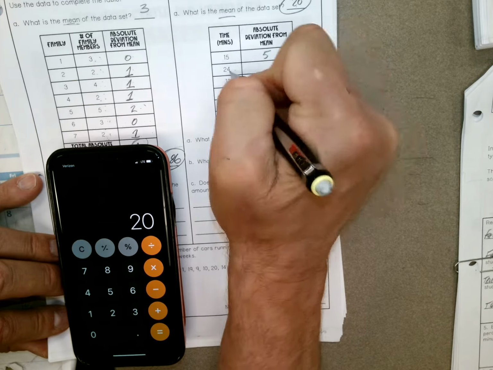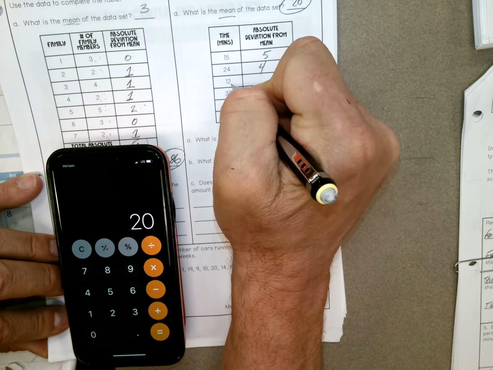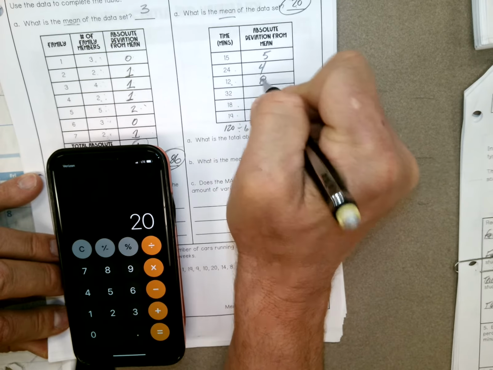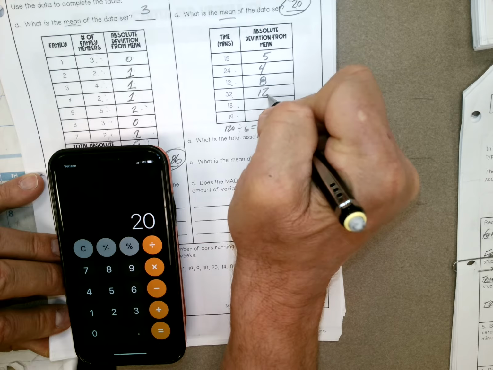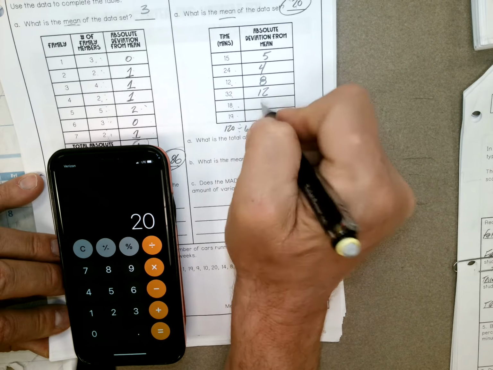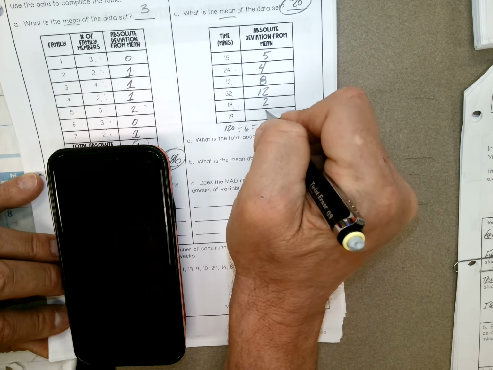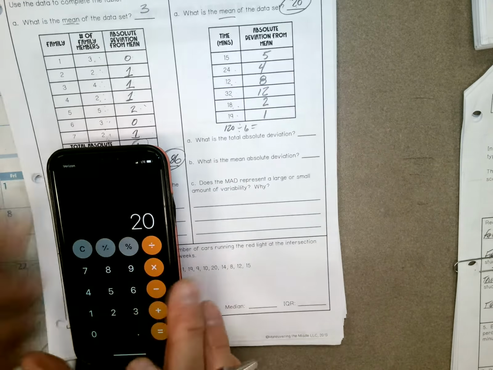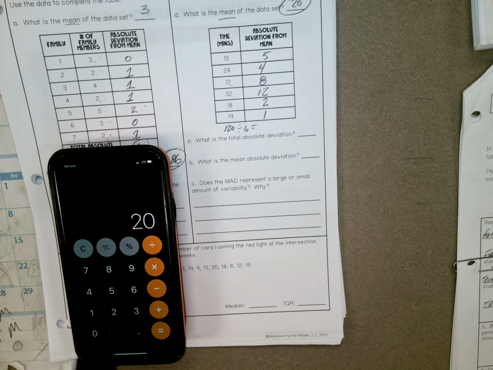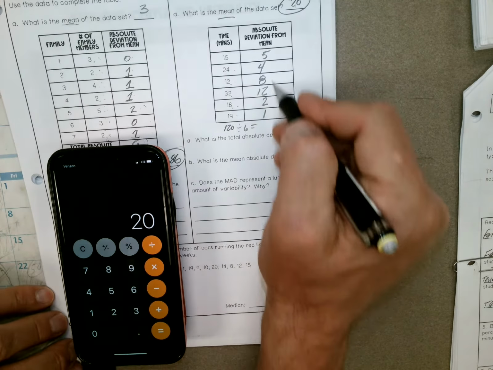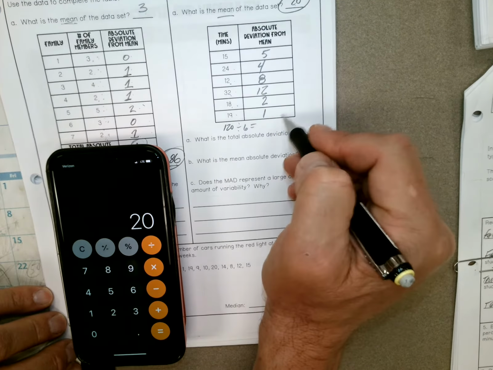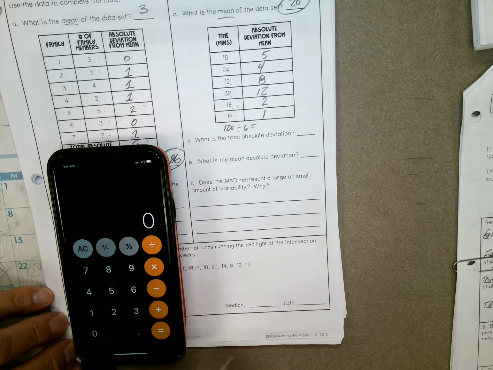So this is 5, 4, 8, 12, 2, and 20 minus, and remember, it's always the positive value. Now, what do we do next? We add these numbers up and divide it again by 7. So let's do that again.